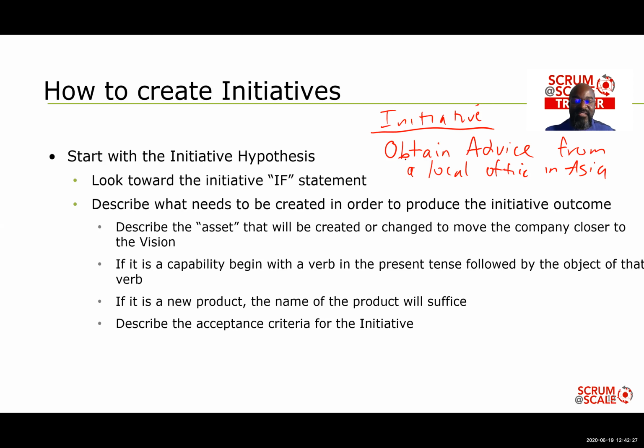Once I do that, the next thing I want to do is assess. Remember, we're doing this whole thing so that we can assess progress. So how do I know that I actually have a situation in which my customers can obtain advice from a local office in Asia? My acceptance criteria is just going to be answering that question.